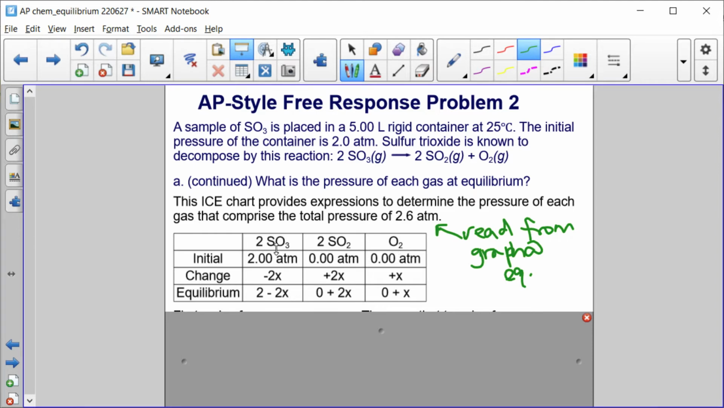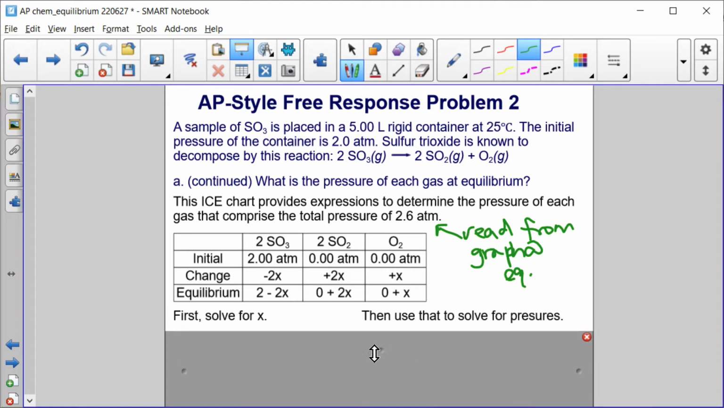The change based on the stoichiometry for the SO3 is minus 2x, for the SO2 is plus 2x, and for the O2 is plus x. So at equilibrium, we would expect 2 minus 2x atmospheres of pressure for the SO3, 2x for the pressure of the SO2, and x for the pressure of the O2 at equilibrium. First, solve for x, and then use that to solve for the pressures.